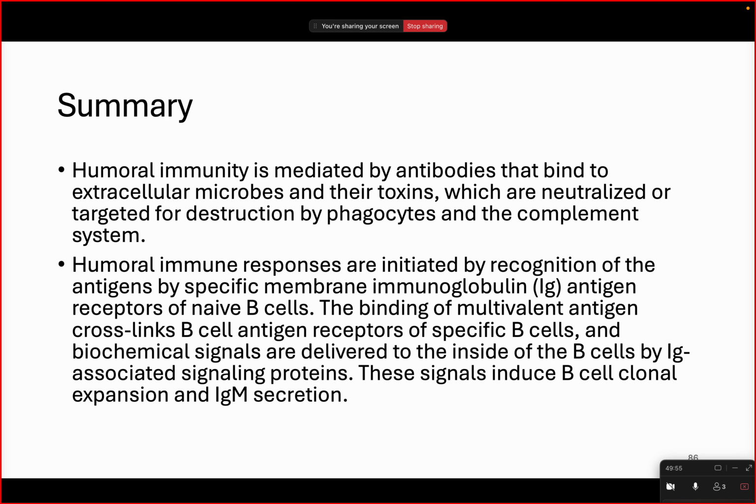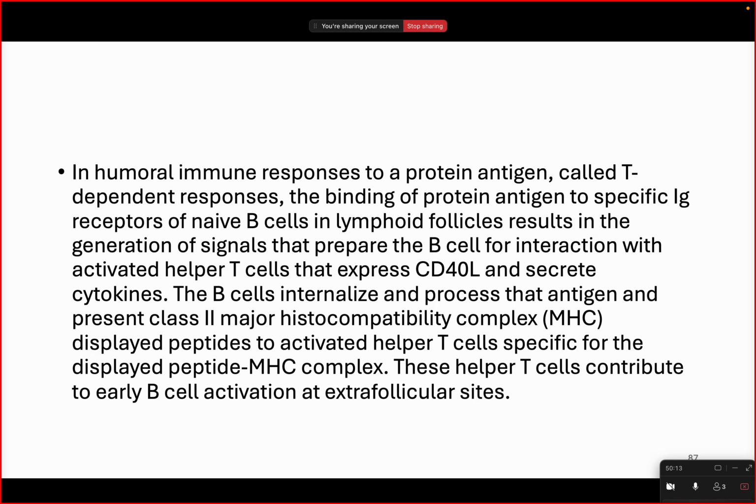So overall, what we understood about humoral immunity is that it is mediated by antibodies that bind to extracellular microbes and their toxins. Humoral immune responses are initiated by recognition of the antigen by specific membrane Ig molecules, or the immunoglobulin molecule. In the humoral immune response to a protein antigen, called a T-dependent response, the binding of protein antigen to a specific Ig receptor of a naive B cell in a lymphoid follicle results in the generation of signals that prepare the B cell for interaction.